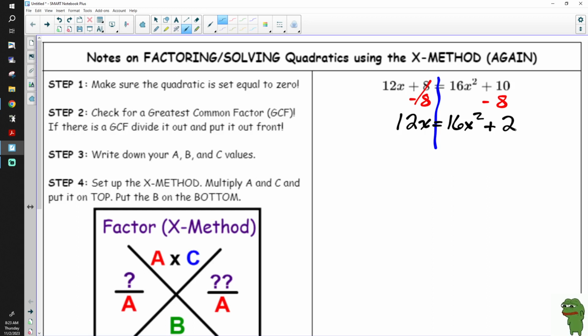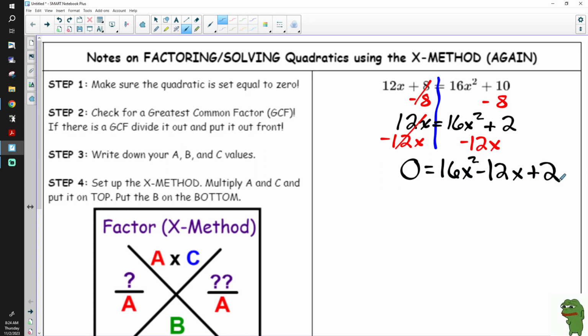We still need to move the 12x. And we need to make sure we put it in the correct spot. Where will I put this? In the middle. So I'm going to do the opposite. It's a positive 12x, so I will subtract the 12x and I will place it in the middle, leaving me with 0 equals 16x squared minus 12x plus 2.